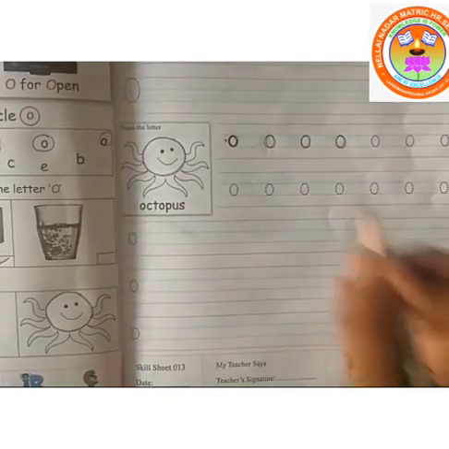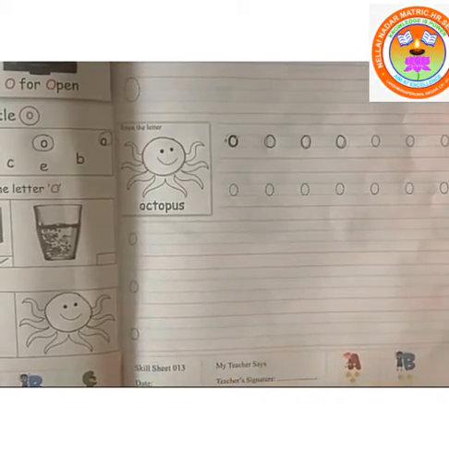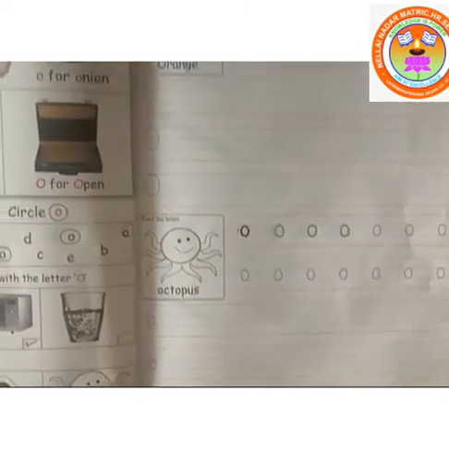Okay, children, finish the dotted lines, both capital O and small O, and then complete this page also.